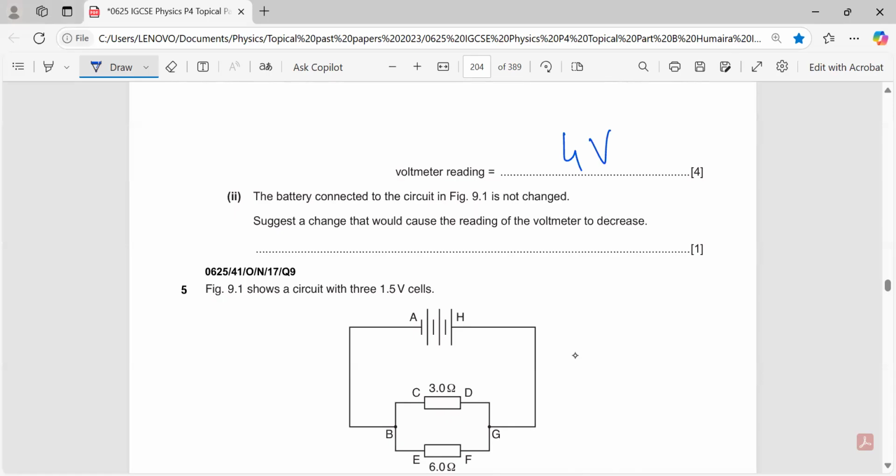The battery connected to the circuit in figure 9.1 is not changed. Okay, battery is not changed, so suggest a change that would cause the reading of the voltmeter to decrease.